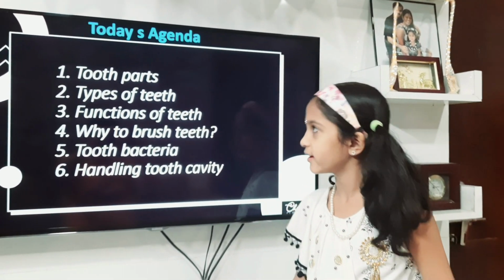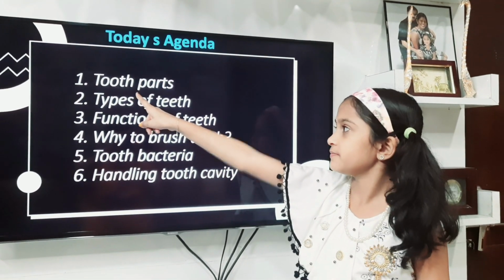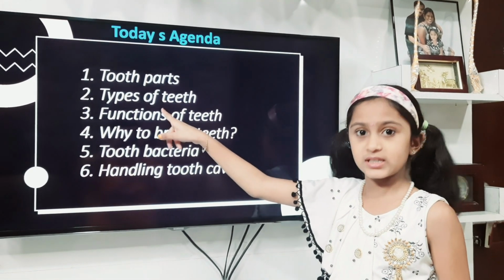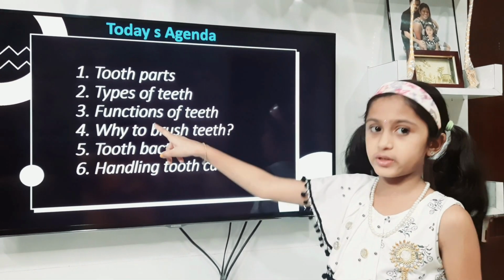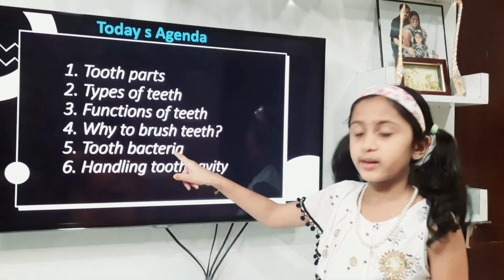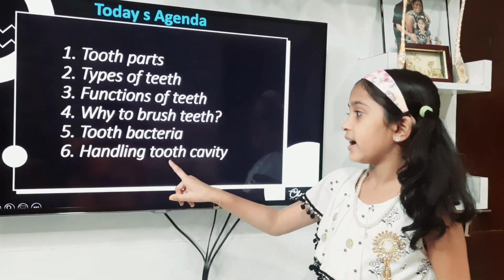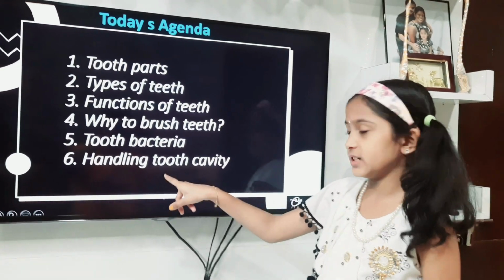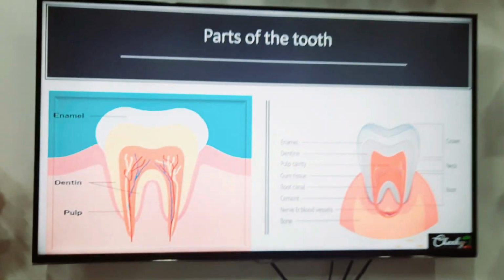Today we're going to be doing a very interesting topic about teeth called tooth anatomy. First we're going to start by looking at today's agenda. First, we're going to be learning about the parts of a tooth, then the types of teeth, then the functions of teeth, why we need to brush teeth, then we'll learn a bit about tooth bacteria, and what to do when handling a tooth cavity. So let's start with the parts of a tooth.